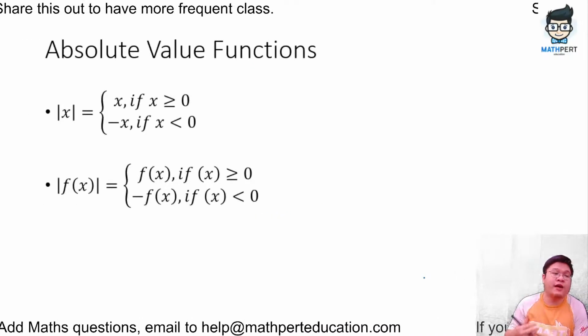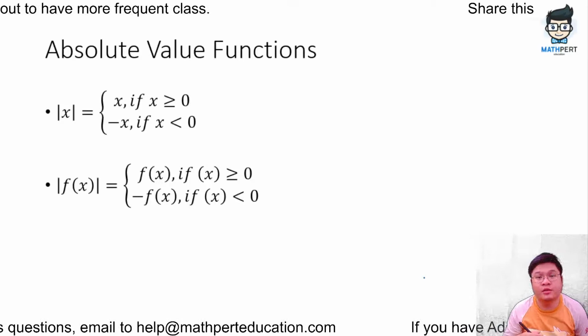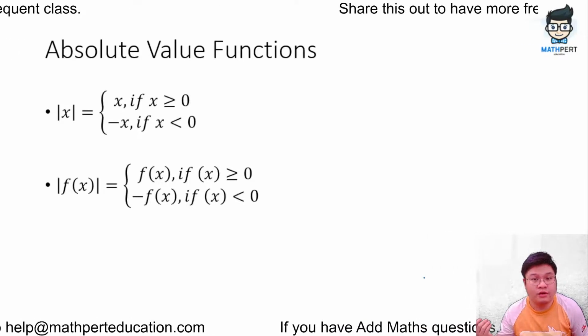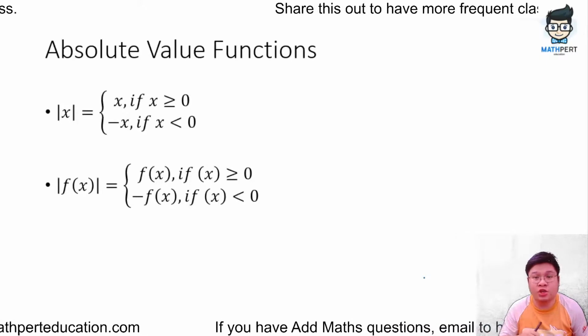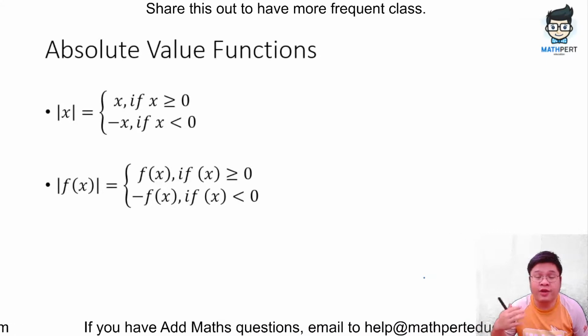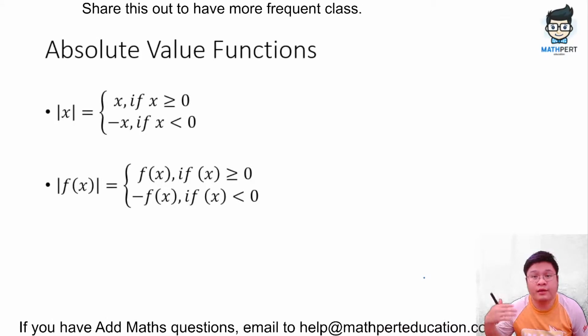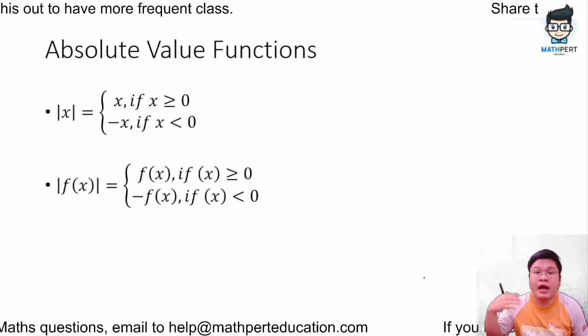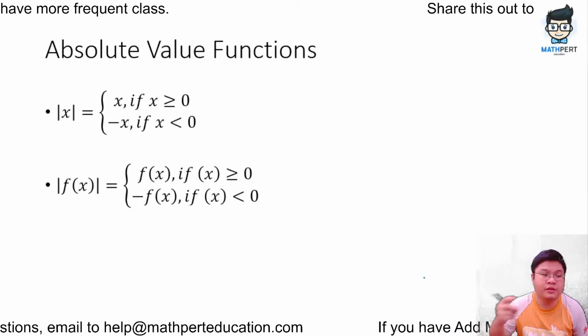So what are absolute value functions? It means positive will still remain as positive. If you get negative from the function, you need to change your negative to become positive. If you get negative 1, the answer will be 1. If you get negative 100, the answer will be just positive 100.